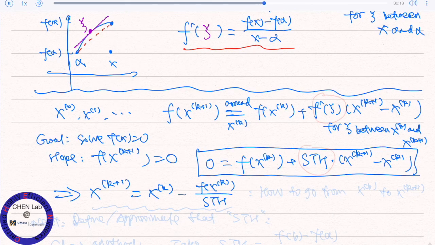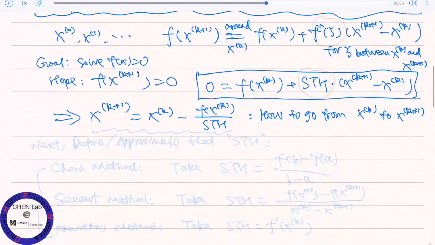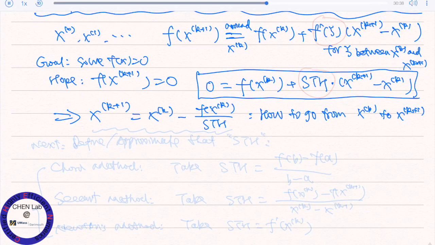We're solving for the xk plus 1. So this provides us with a way to go from xk to xk plus 1, well, assuming we know what that something is. Of course, we don't. The only remaining question is, what is that something?